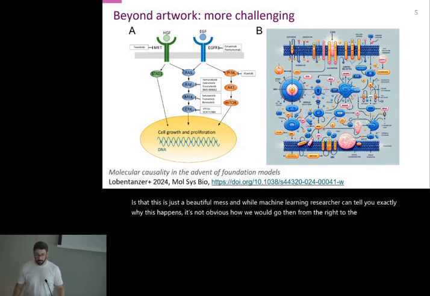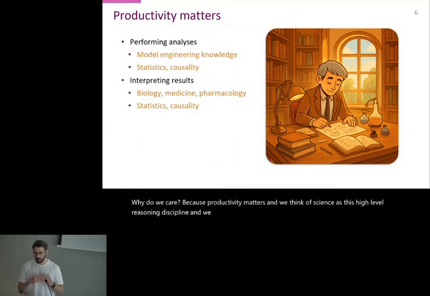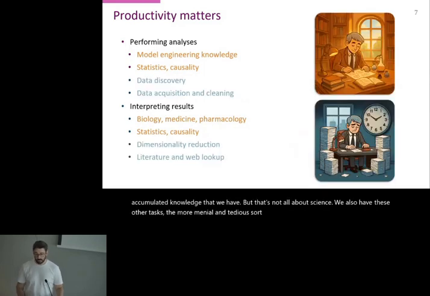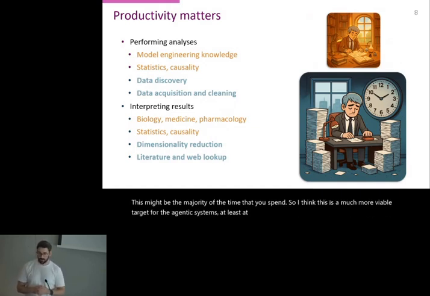Why do we care? Because productivity matters, and we think of science as this high-level reasoning discipline, and we spend our time deploying all of this knowledge, maybe accumulated through decades. But that's not all there is to science. We also have these other tasks, the more menial and tedious sort. And depending on who you ask, particularly the people that do the actual work, this might be the majority of the time that you spend. So I think this is a much more viable target for agentic systems, at least at first, than trying to get them to do everything.